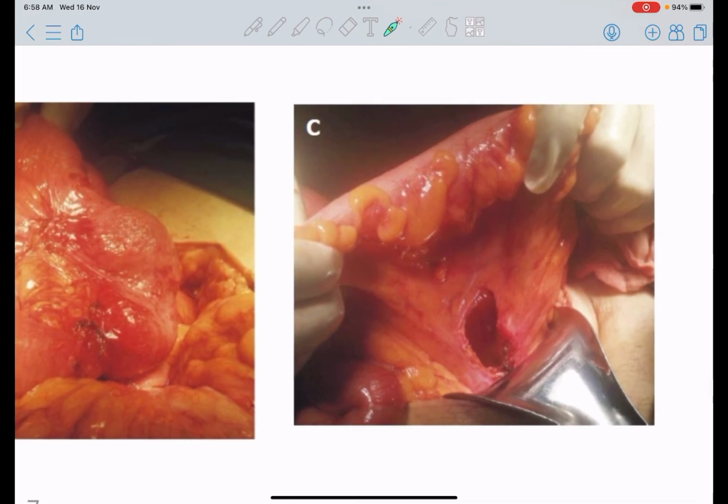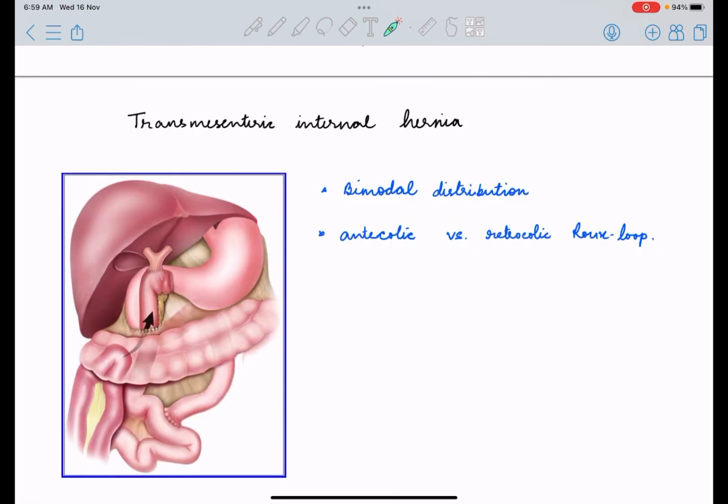After the reduction of the bowel inside the peritoneal cavity, the mesenteric defect can be appreciated. This mesenteric defect is closed to prevent further hernia occurrence. And that is all about transmesosigmoid or intersigmoid hernia. After looking at all these hernias, we come to the last bit of the internal hernia chapter, that is the transmesenteric internal hernia.